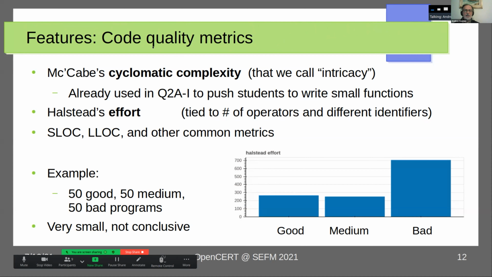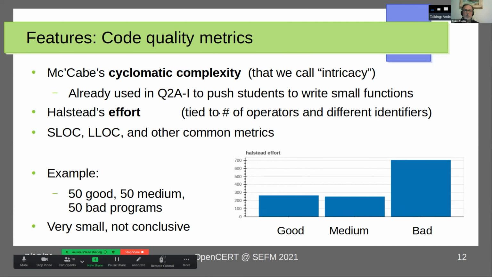The normal quality assessment metrics that we are using are the McCabe cyclomatic complexity I talked about already, and we can also extract the Halstead effort, which is tied to the number of operators and the number of identifiers, and so the vocabulary size of the program. So it measures the complexity of the program as a set of operators and words. And we also have the normal source lines of code and the logical lines of code and other common metrics.